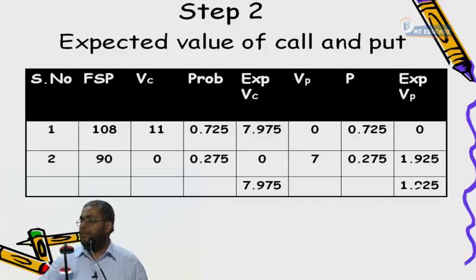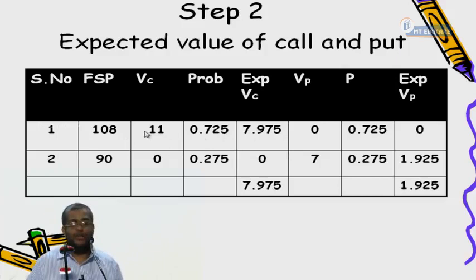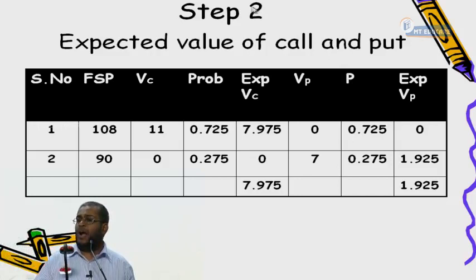Somebody asks you, what is the value of your call? You say, my call can be either 11 rupees or 0 rupees. It all depends on the FSP. So we said the call can be 11 rupees or 0 rupees. Then you ask, please tell me the expected call value. Will I expect 11, 0, extremes, or average? Average. I say the expected call value is, for 11 rupees, the chance is 72%, and for 0 it is 27%. So I expect my call to have how much value? 7.975 after 3 months.